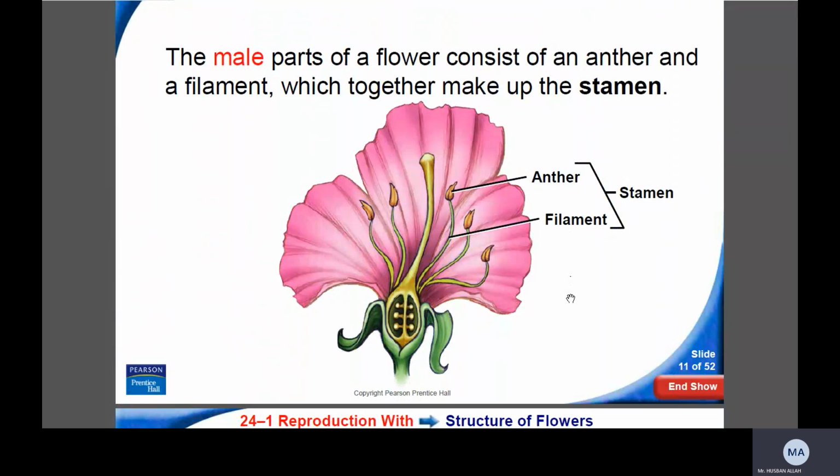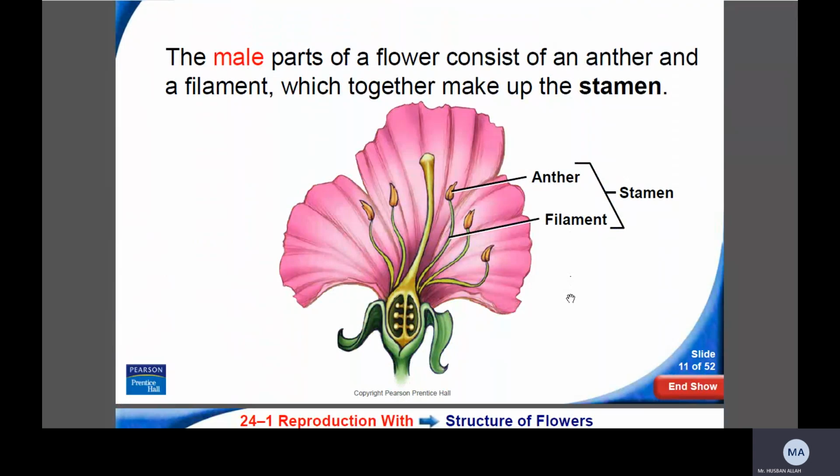If you look here, the inside, the tip shape is called the anther, and the tube shape is called the filament. Collectively, both of them we call the stamen, or we can say the main part of the flower.